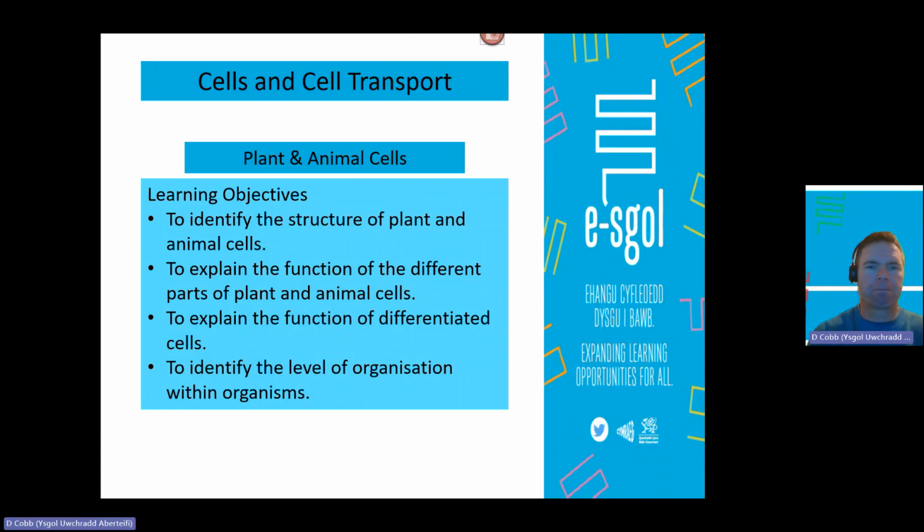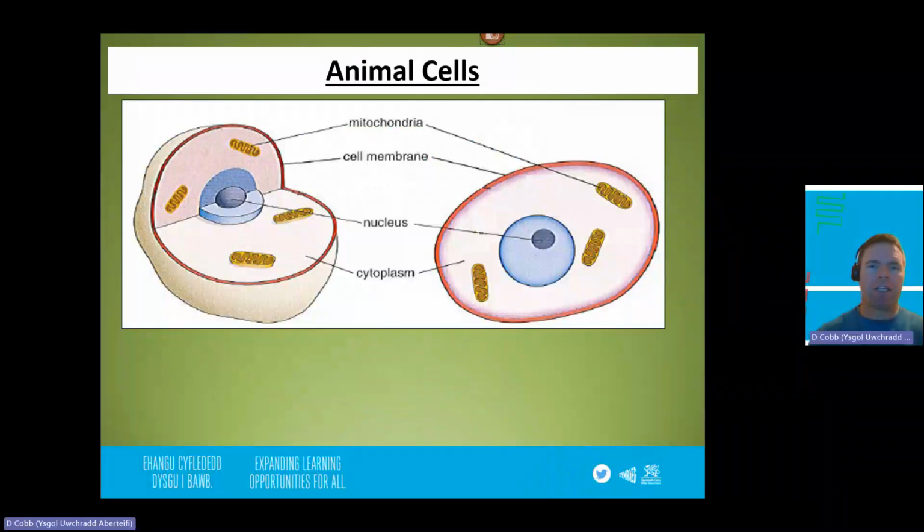Throughout this session, I intend to try and give you the opportunity to practice, to recall information that we've covered, because the more that you can become involved with this session, the more likely it is that it will stay with you and you'll be able to recall it in the future. Okay, so let's kick things off by looking at animal cells.